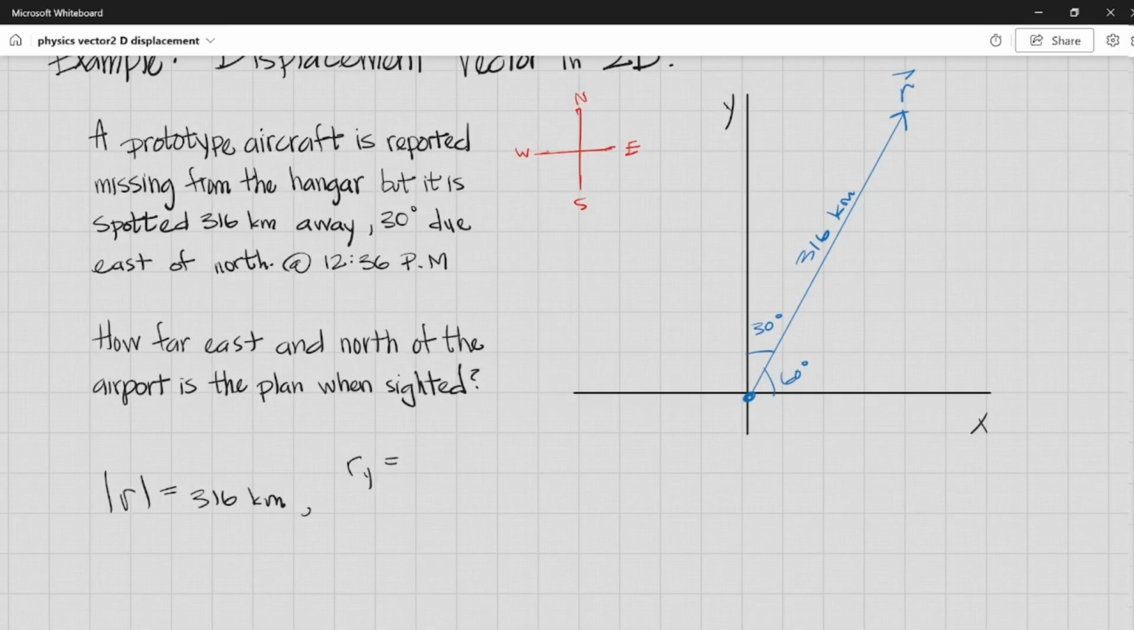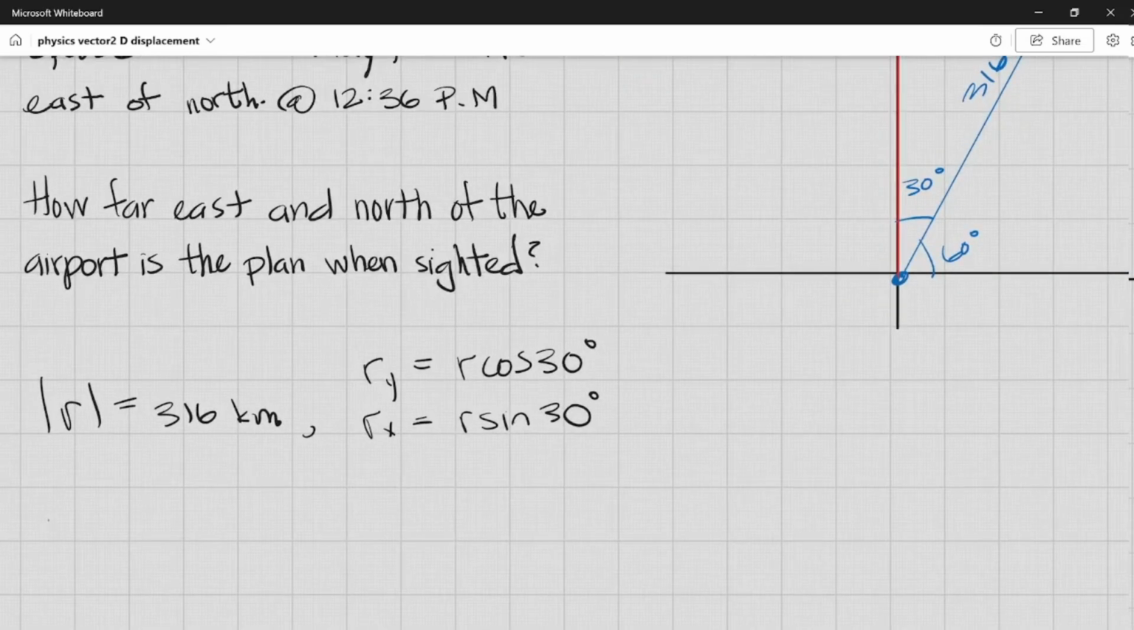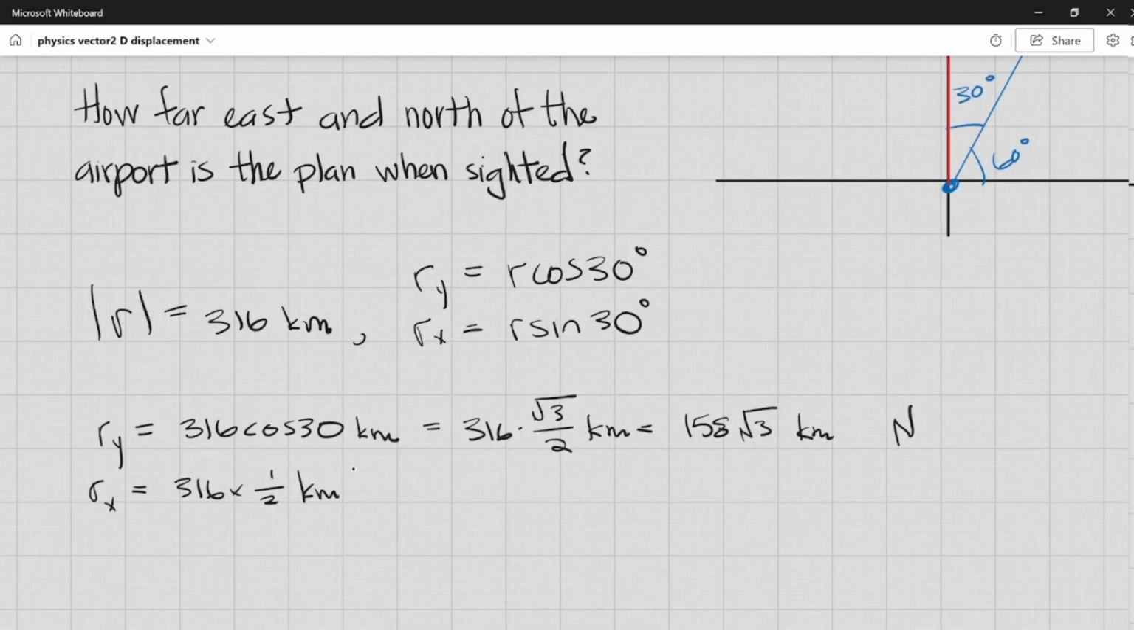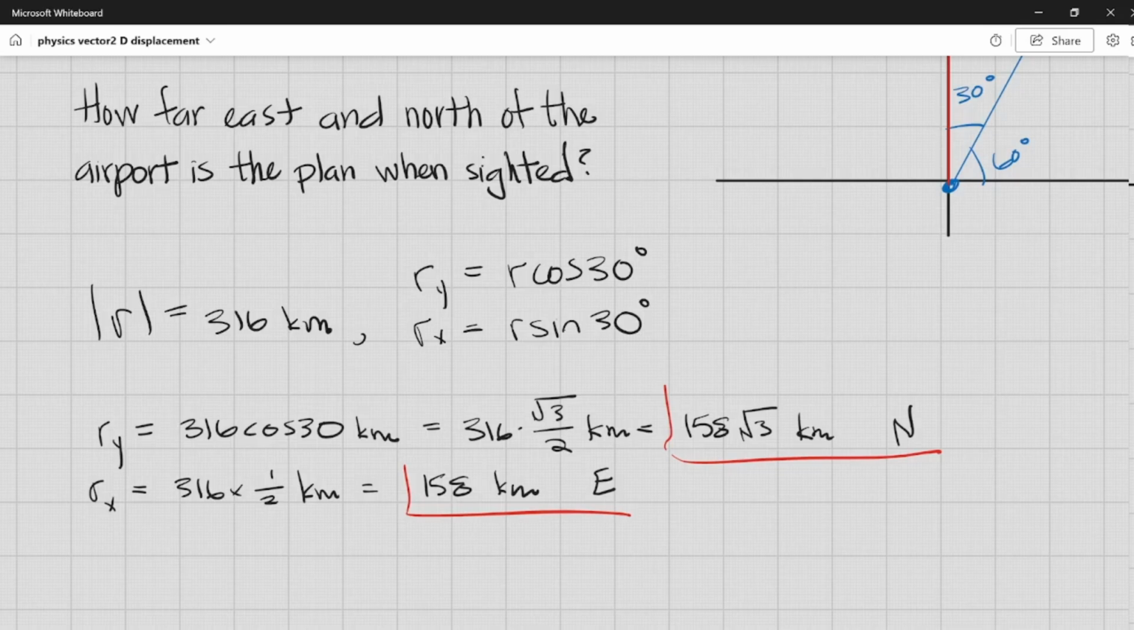So this comes from the north component here and the eastward component here. This indicates that this is the distance that the plane is eastward and northward of the airport.